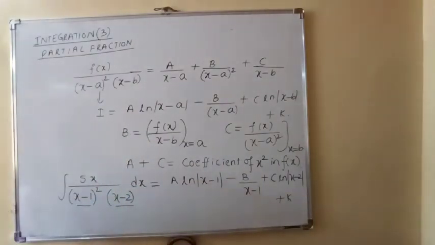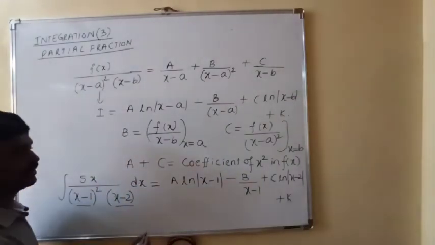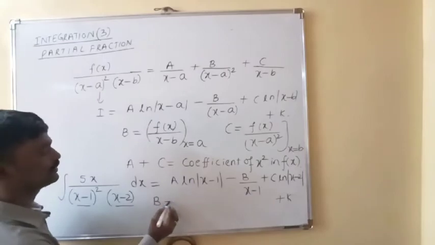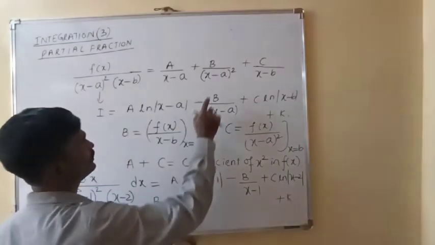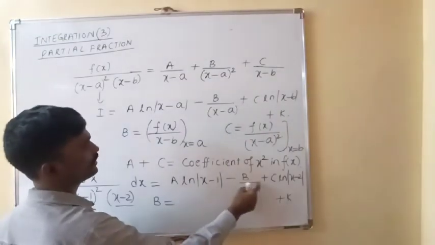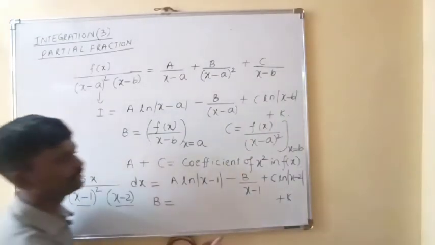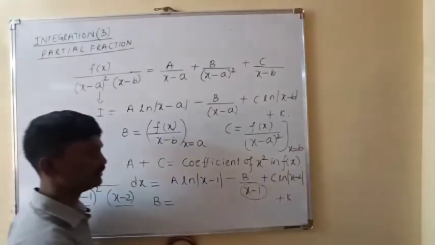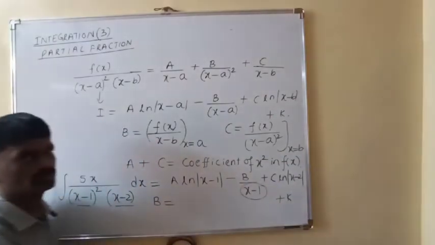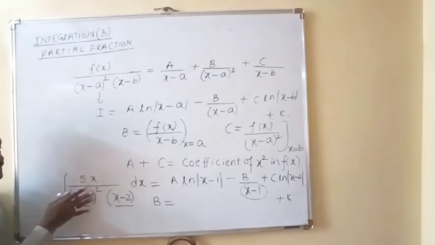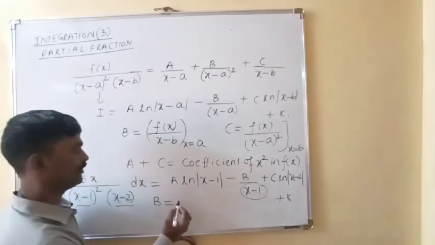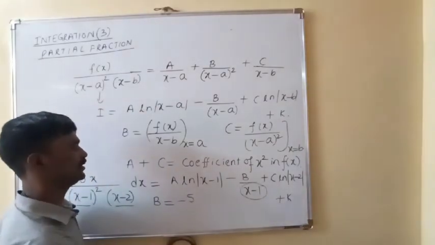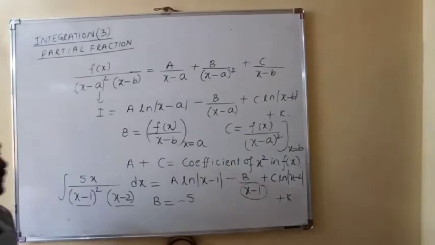And here we can find b and c values, we can't find the a value directly. So how to find the b value? We have to put the x value, a here means the value 1. We have to put x equal to 1, because we have to equate x minus 1 to 0, which means x value is 1, in the problem other than this factor. What you will get? 5 into 1 divided by 1 minus 2. What do you get? 5 by minus 1, which is minus 5.